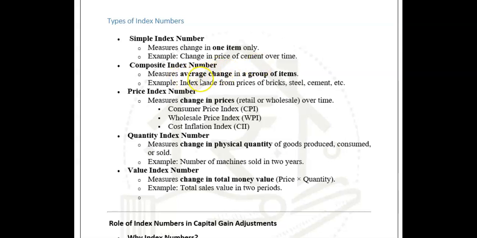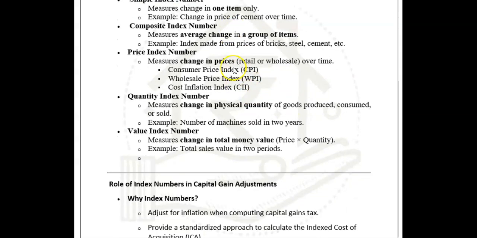Composite index number: measures average change in a group of items. A group of items will be there, for example an index made of the prices of bricks, steel, cement, etc. Price index number: measures change in price, retail or wholesale, over time. Examples: consumer price index, wholesale price index, cost inflation index. Quantity index number: measures change in physical quantity of goods produced, consumed, or sold. Example: number of machines sold in 2 years.